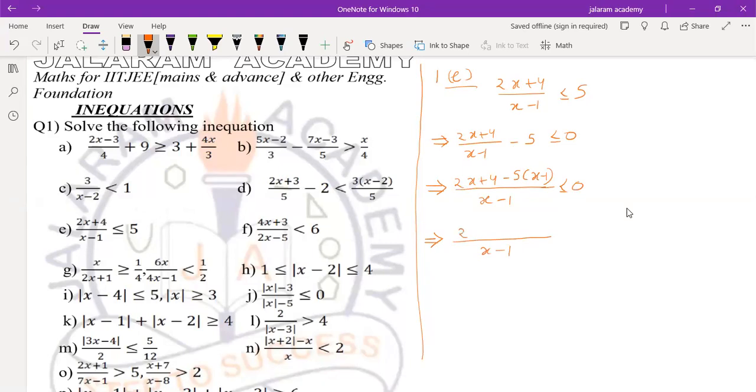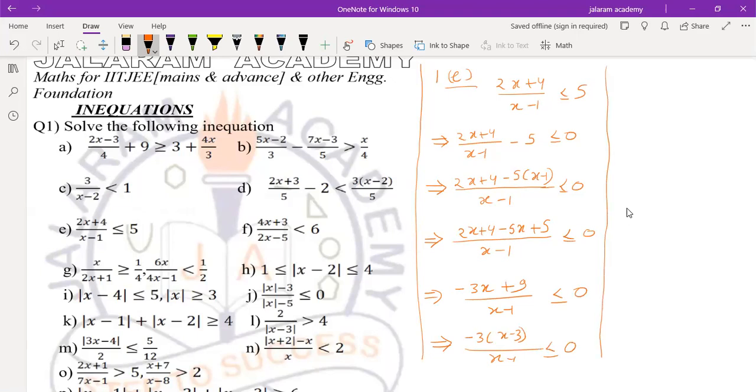LCM is again, denominator is again x minus 1. Numerator 2x plus 4 minus 5x plus 5 is less than equal to 0. It implies 2x minus 5x is minus 3x, 4 plus 5 is 9, upon x minus 1 is less than equal to 0. It implies, now if we take minus 3 common, x minus 3 over x minus 1 is less than equal to 0. So what will be the next step?